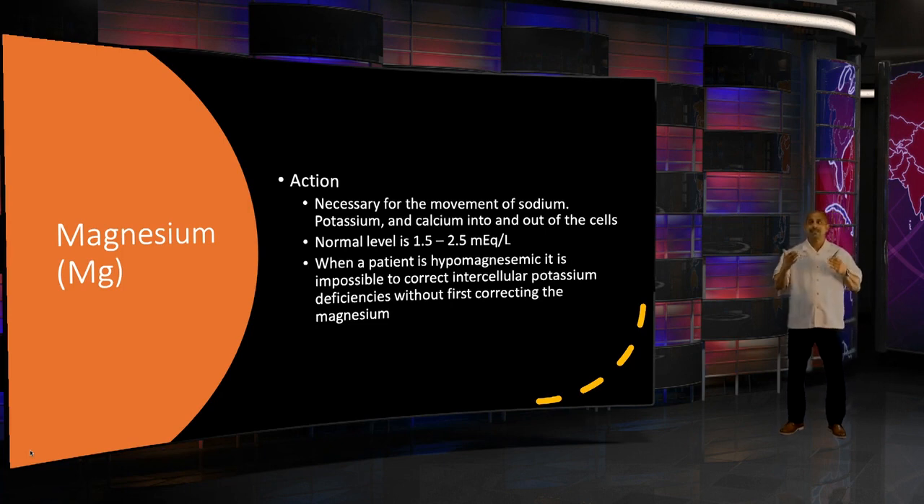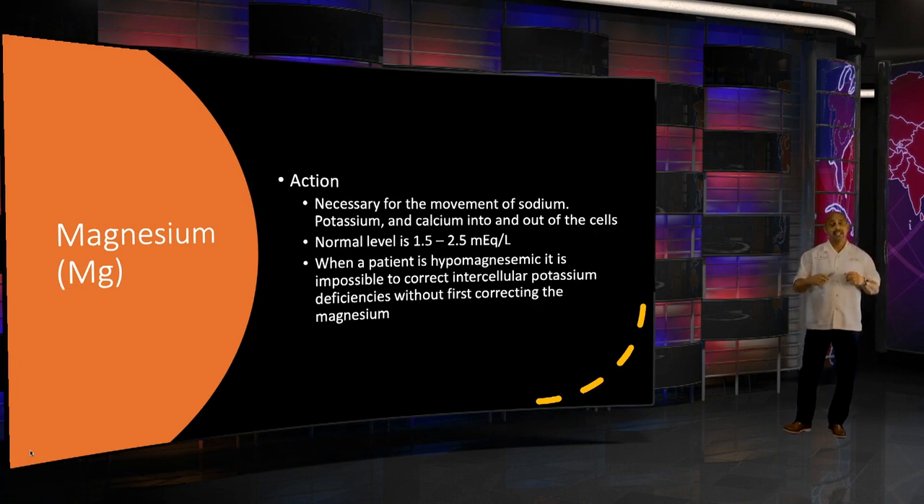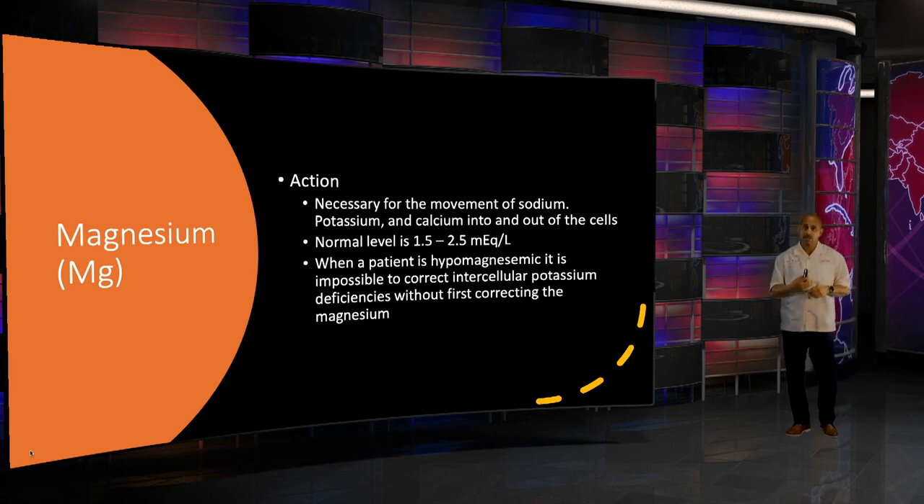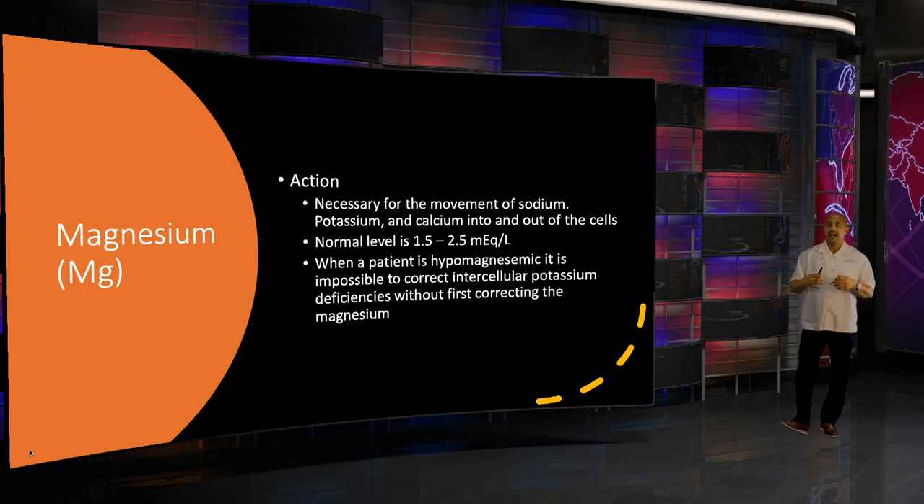The only way sodium, potassium, and calcium are going to move inside the cell is if you have magnesium. If he stays locked in, torsades, we've got an issue. We need keys. How do you get keys? We give them magnesium. All right? So when a patient is hypomagnesemic, has very low levels of magnesium, it is impossible to correct intracellular potassium deficiency without correcting magnesium. You're trying to fix something that you can't get into.